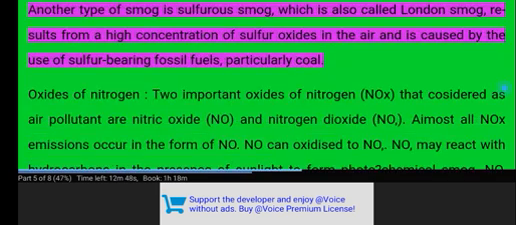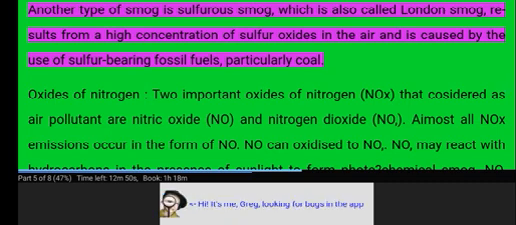Another type of smog is sulfurous smog, which is also called London smog. It results from a high concentration of sulfur oxides in the air and is caused by the use of sulfur-bearing fossil fuels, particularly coal.